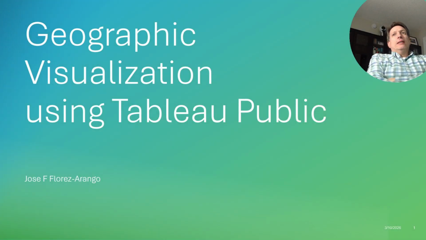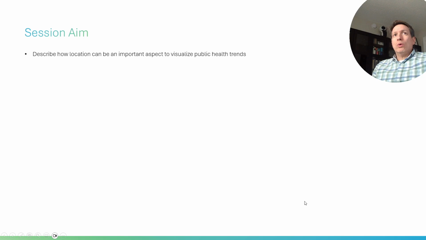Hello and welcome again. Today we're going to talk a little bit about geographic visualization using Tableau Public. The aim of this session is to describe how location can be an important aspect to visualize data, especially in healthcare trends or healthcare domains. And we are going to be using Tableau Public, and this is going to be a double purpose since this is going to be also a tutorial in how to use the basic functionality that we have in Tableau Public.